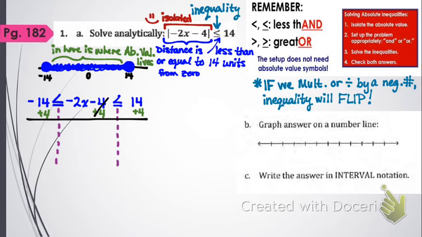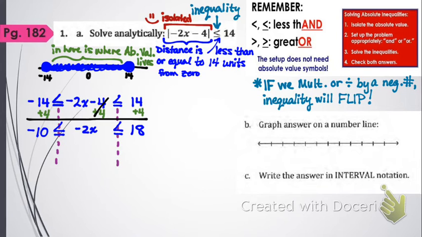In the middle, that makes my 4 cancel. So what do I have left in the middle? Negative 2x. Did we multiply or divide by anything? Or did we add or subtract just now? We added. So that's not going to affect my inequalities at all. They're going to stay just like this. What is negative 14 plus 4? Negative 10. What's 14 plus 4? 18.